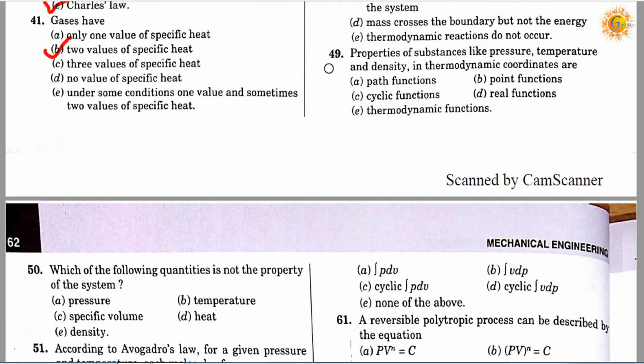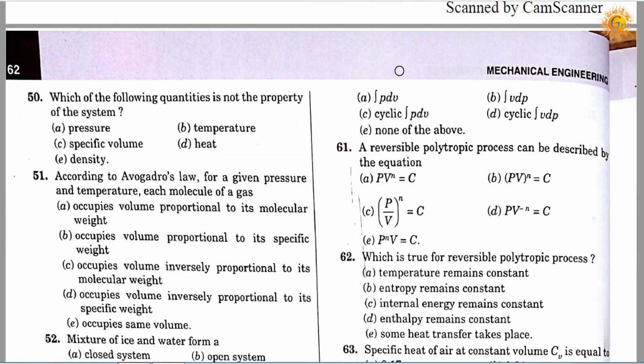Question number 49. Properties of substance like pressure, temperature and density in thermodynamic coordinates are: option A, path function; option B, point function; option C, cyclic functions; option D, real functions; option E, thermodynamic function. Correct answer is B. It's a point function.